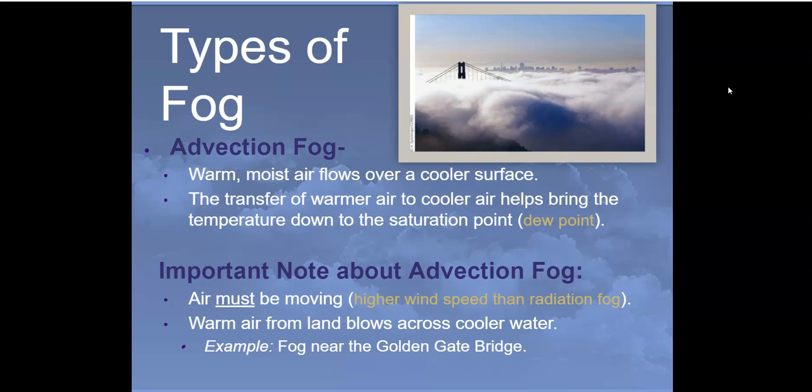The warm, moist air from land blows across cool water, such as the fog near the Golden Gate Bridge. This is what we also see over the Missouri River, really foggy mornings over the Missouri River. We get that advection fog.